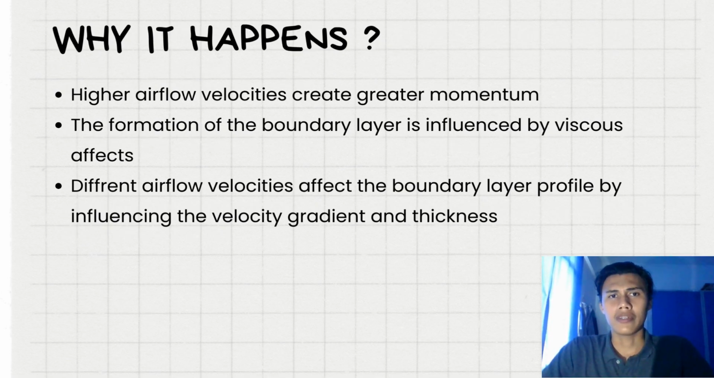Okay, why does this happen? Alright, the effects can be explained by the concept of momentum in fluid dynamics. Higher airflow velocities create greater momentum, leading to a more rapid transition from the stationary layer at the surface to the free stream flow. This results in a thinner boundary layer and a steeper velocity gradient near the surface.